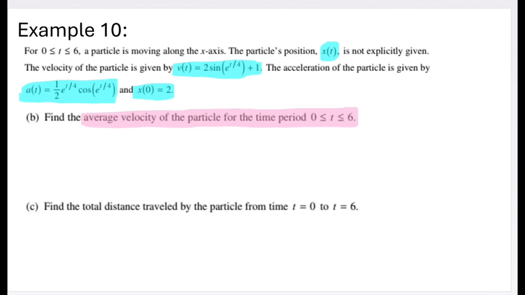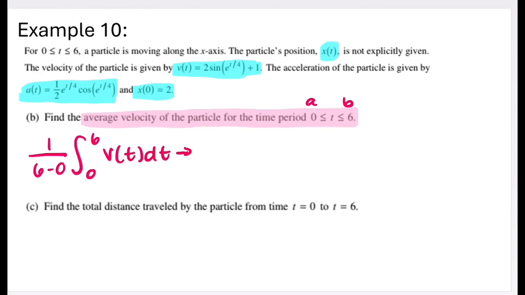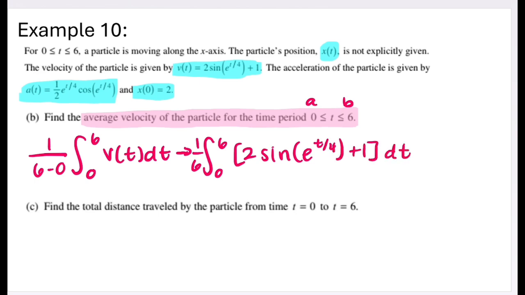So we're going to set up the average value of a function formula. I'm going to do 1 over, and then this is my a and this is my b, 6 minus 0, and then the integral from 0 to 6 of v(t) dt. This ends up being 1 over 6 times the integral from 0 to 6 of 2 sin(e^(t/4)) + 1 dt. And if you type that into the calculator, you get 1.949.